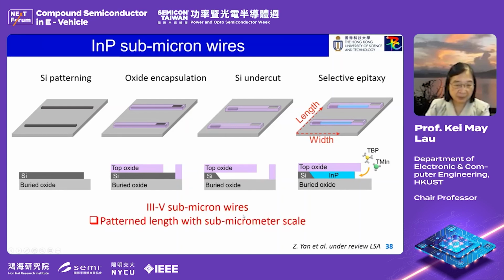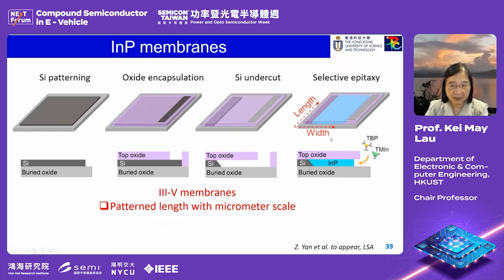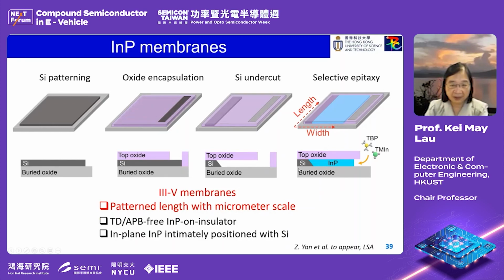So we can create different lengths. It can be a submicron wire, or a very long, large dimension. You can make it a square, like 7 micron by 7 micron, or 7 micron by a few millimeter. We have demonstrated this technology, and again, this is the patterning technology. When we create this large dimension, we call it membranes, and when you make it small, you call it submicron wires.